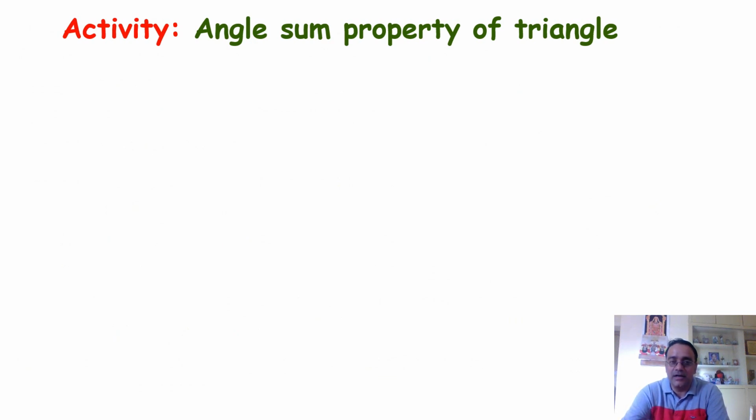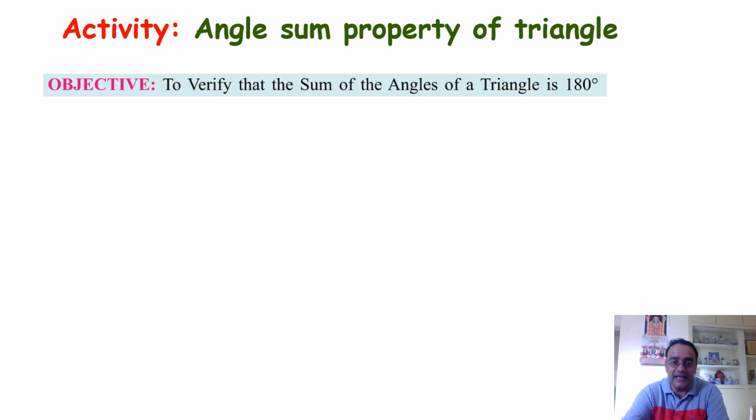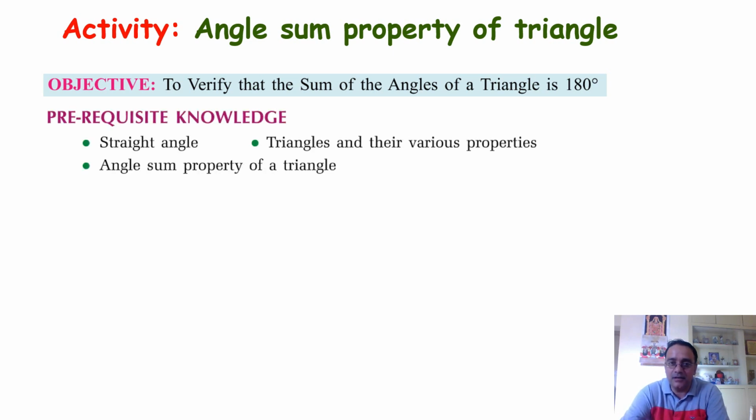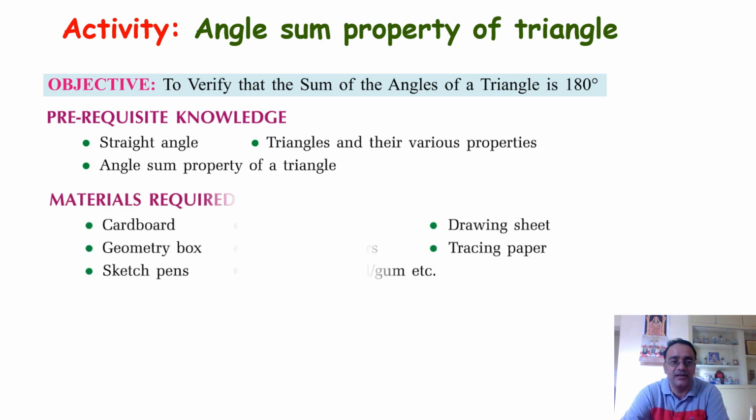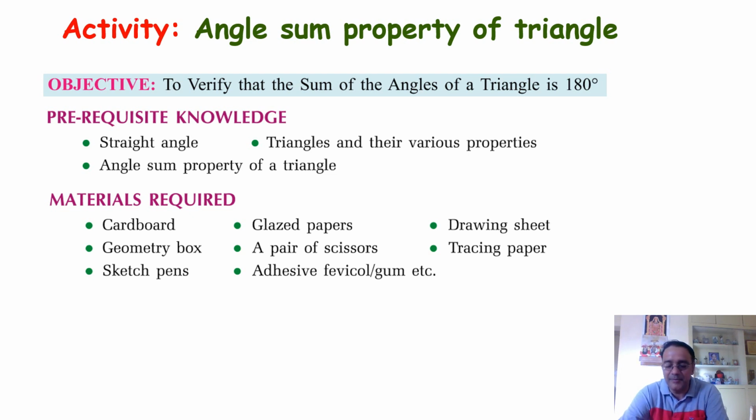To do an activity there are some steps. So the first step is the objective. We have to write an objective: to verify that the sum of the angles of a triangle is 180 degrees. Then what prerequisite knowledge is there: the straight angle, triangles and their various properties, angle sum property of a triangle, and some materials are also required for that. That also we need to write: cardboard, glazed papers, drawing sheet, geometry box, a pair of scissors, tracing paper, sketch pens, adhesive, fevicol or gum, etc.